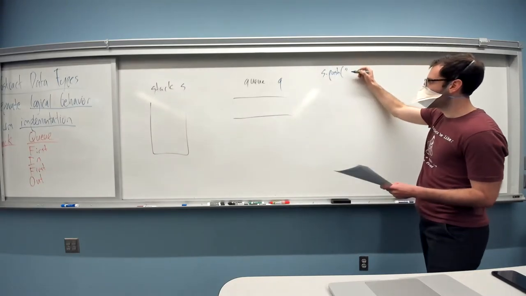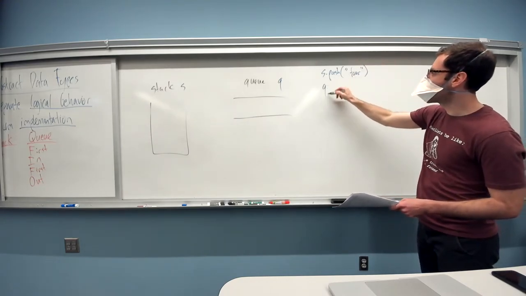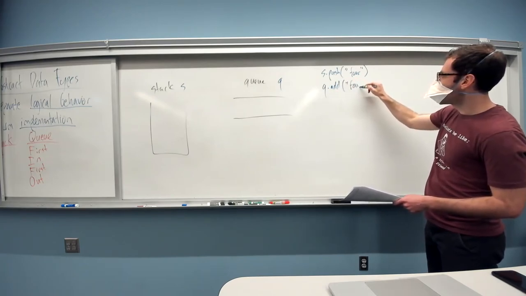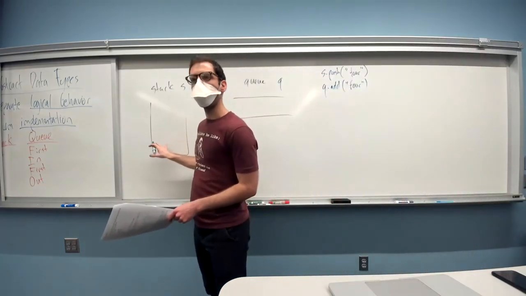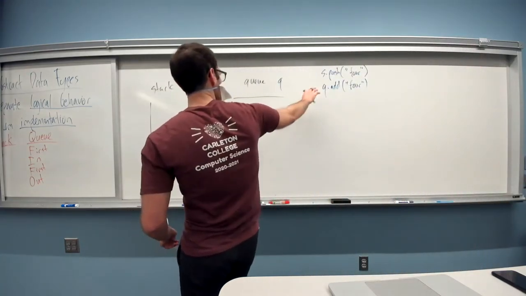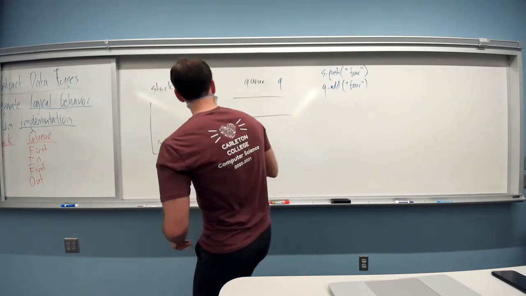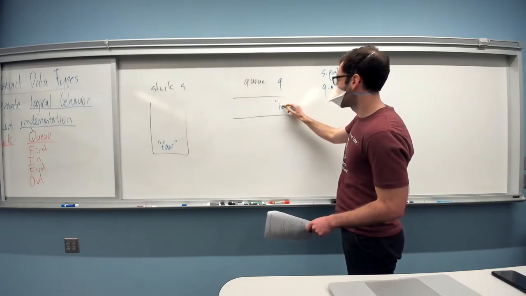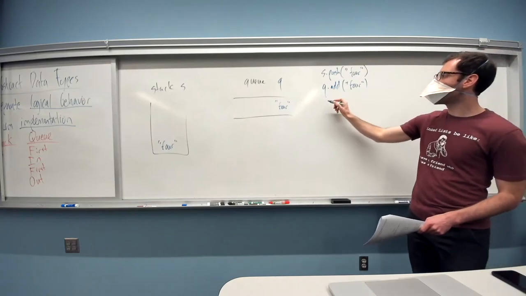push the string 4, Q add the string 4. I push my string 4, it shows up in the stack, add to the queue, we have 4 in there.